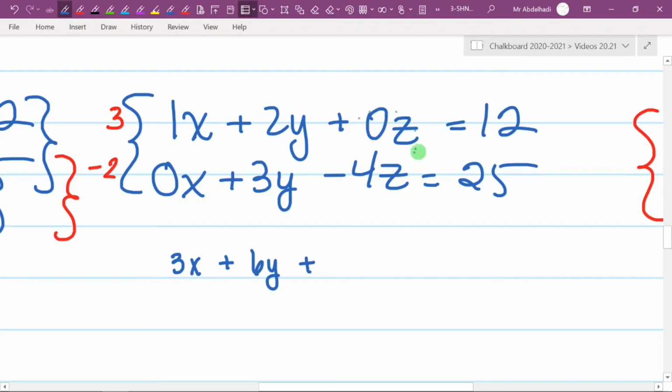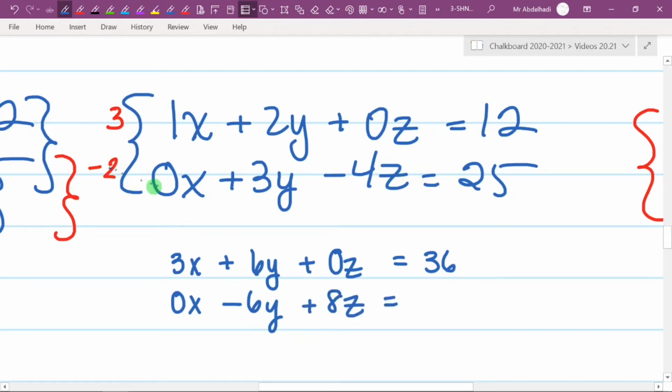This is still 0z. See what I'm talking about? You cannot actually use this for anything. Equals 36. Don't forget to multiply the other side as well. And now negative 2 times 0 is still going to be 0, which is why you can't use that. This is going to be negative 6y, which is exactly what we need it to be. This is going to be positive 8z, and this is going to be negative 50.